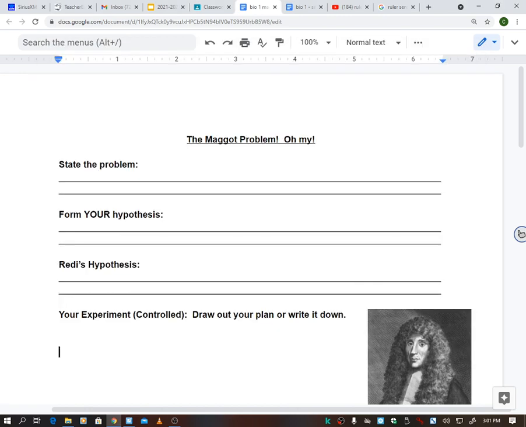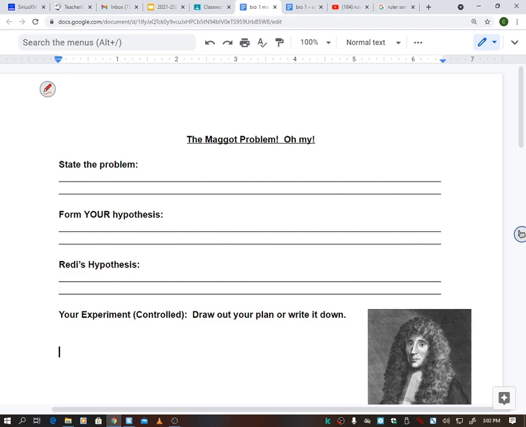So what this was just us being introduced to a scientific process that happened back in the past, which was people arguing how life came about. Like, how do living things, where do they come from? And then also getting us a chance to walk through how to set up a lab report. So the maggot problem on that.